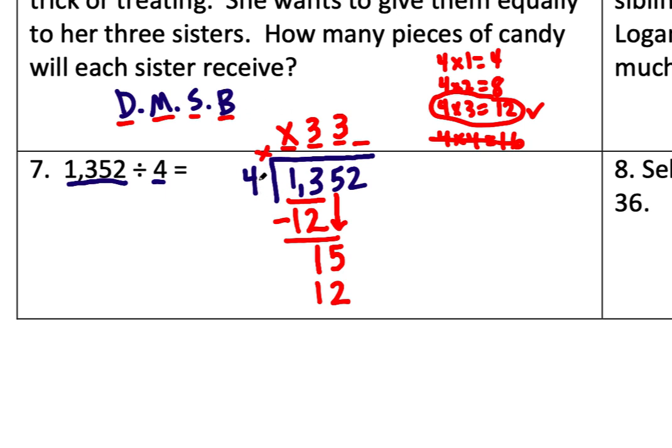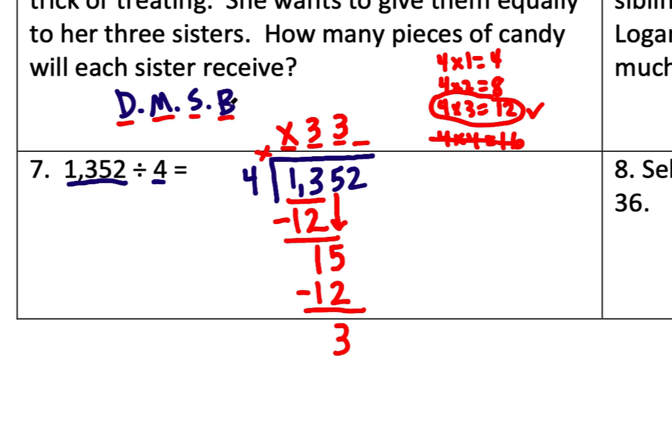We said how many times can 4 go into 15? That's the division stage. And we said 4 can go into 15 3 times. So we divided and we multiplied. 3 times 4 is 12. Now we subtract. We subtract 15 minus 12, and I get 3. Is 3 less than 4? Yes, so we picked a good number.